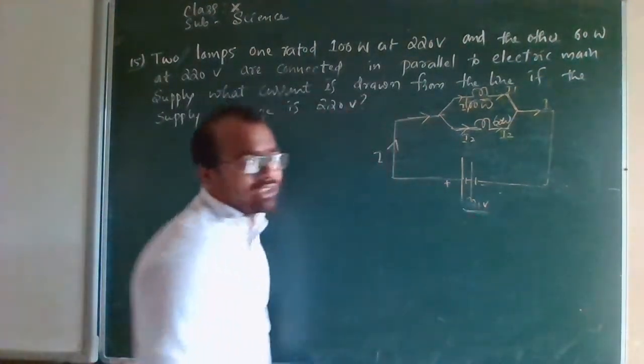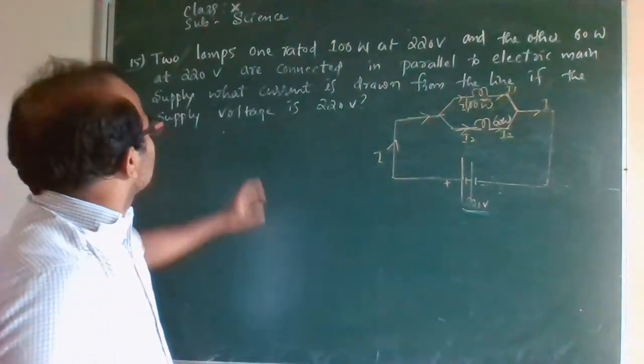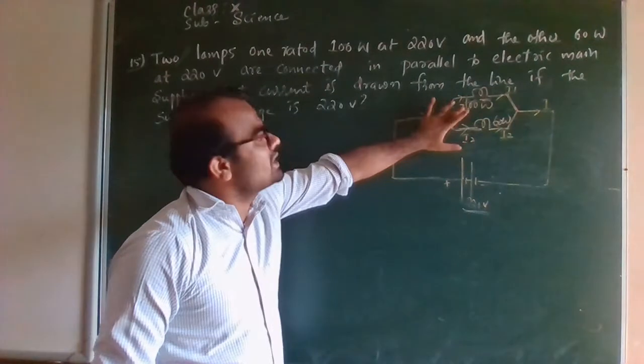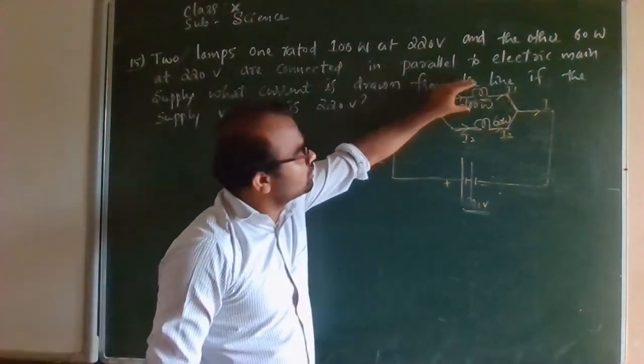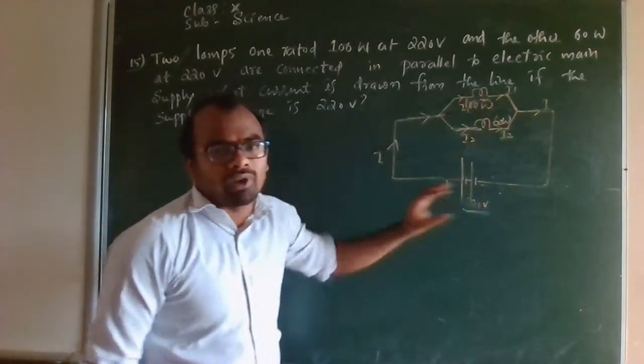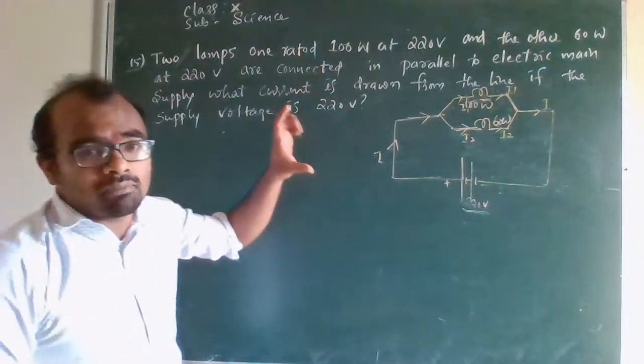I have already drawn the diagram. If the supply voltage is 220 volt, these are the two lamps. One is 100 watt, another is 60 watt. Both of them are connected to the 220 volt supply, and they are connected in parallel.